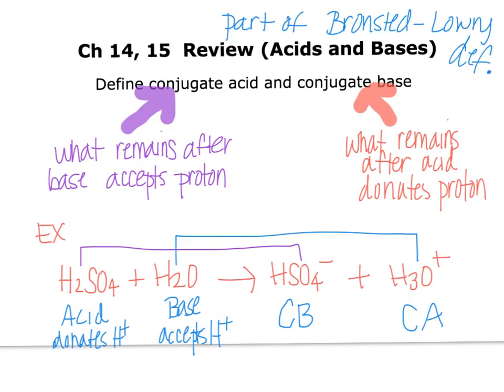All right, so here we're going to define conjugates and give some examples. And just in case you don't remember, they are part of the Bronsted-Lowry definition, which was our most widely used definition. And the conjugate acid is what remains after the base accepts a proton. So in this case, here's my base right here. It accepted a proton, and then it came over here and it left H3O+. So that would be the conjugate acid.